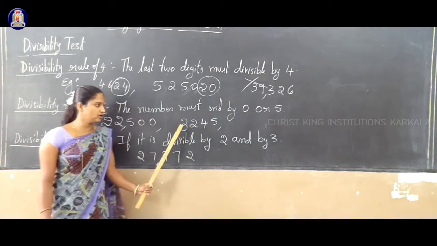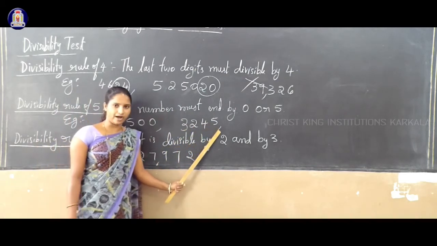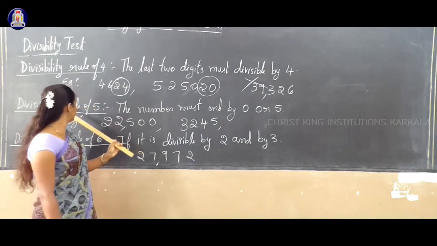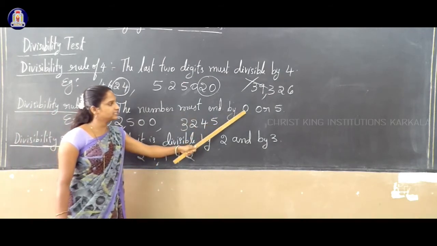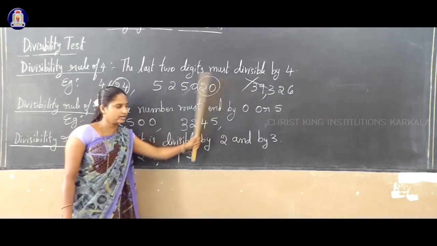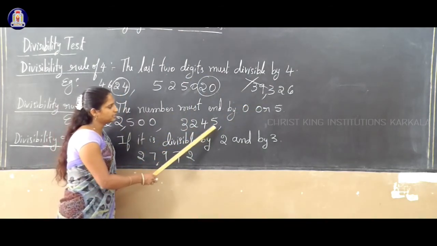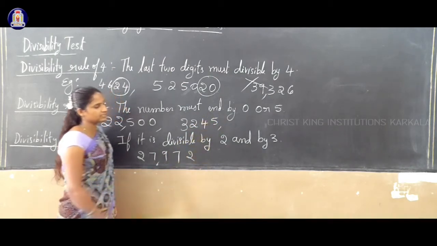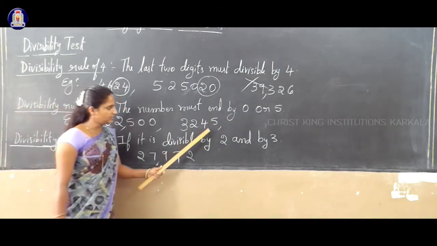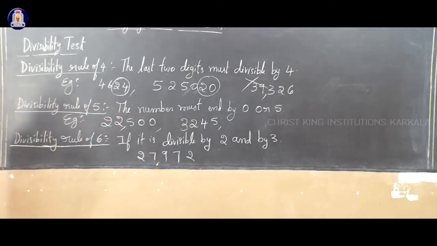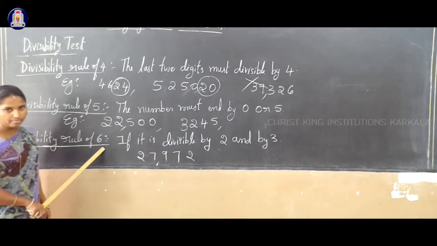So next example, 3,245. See the last digit. The divisibility rule of 5 says that the number must end with a 0 or 5. Here the last digit is 5. So we can say that this number is divisible by 5. Clear?